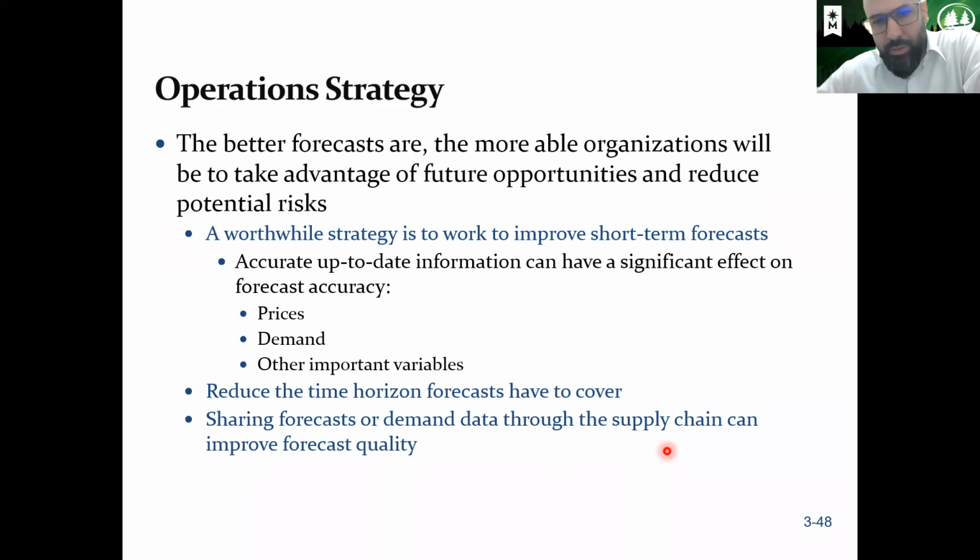So this is what we need to do: consider what we have as short-term forecasting and then improve that. Accurate and up-to-date information can have a significant effect on forecasting accuracy, including prices, demand, and other variables. Reduce the time horizon the forecasts have to cover. Sharing forecast or demand data through the supply chain can also improve forecast quality. So make sure that you share this with your network and the supply chain, and this will also help you plan for the future.